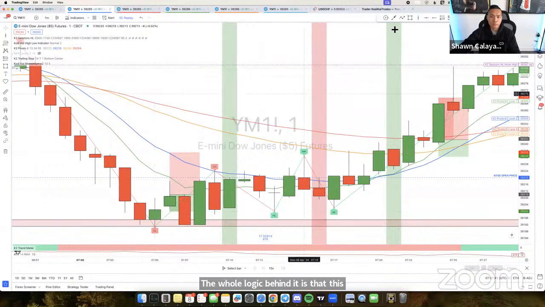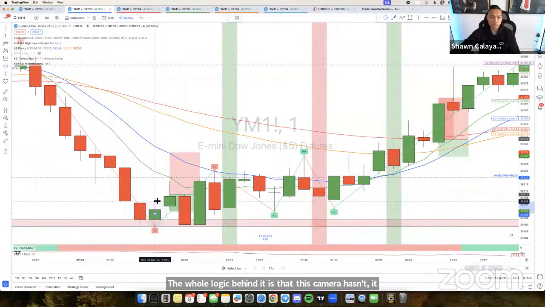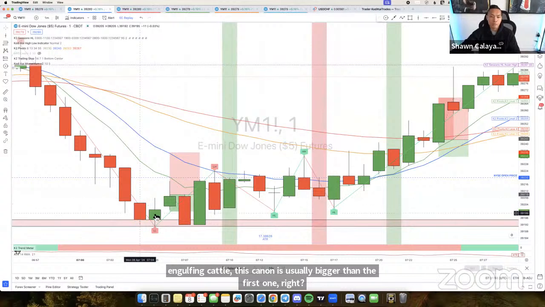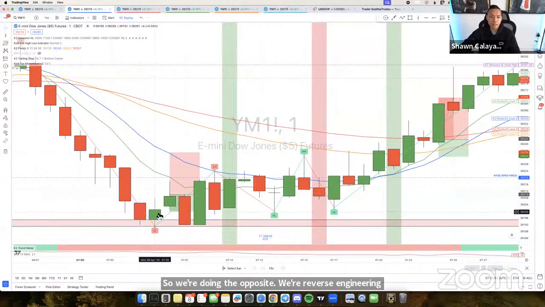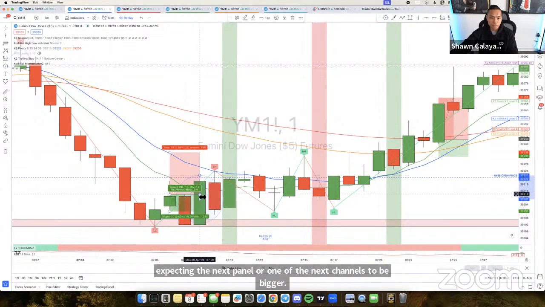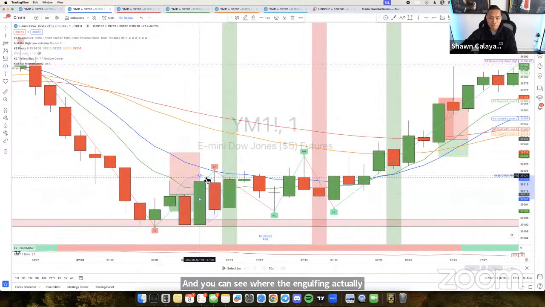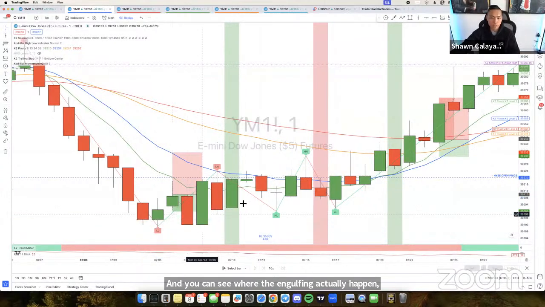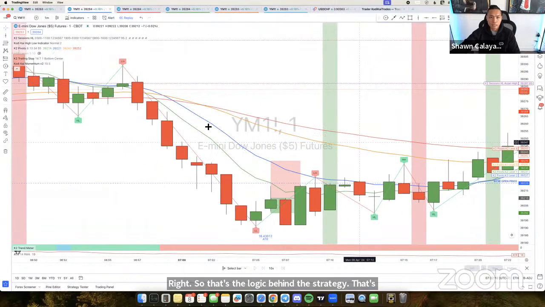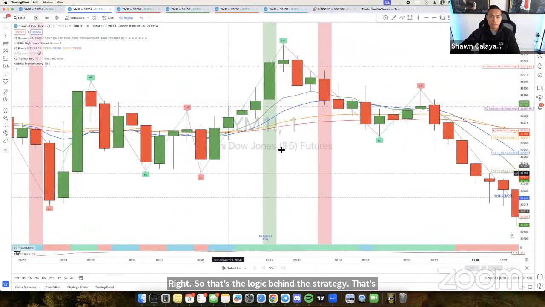Because typically for an engulfing candle, this candle is usually bigger than the first one, right? So we're doing the opposite. We're reverse engineering it, where we're basically having a reversal pattern. And since this candle here isn't bigger, we're expecting the next candle or one of the next candles to be bigger. And you can see where the engulfing actually happened, which is right here. And that's kind of where you're getting your move from, right? So that's the logic behind the strategy. And that's how I kind of put it together, because that's how I've been seeing the market lately.